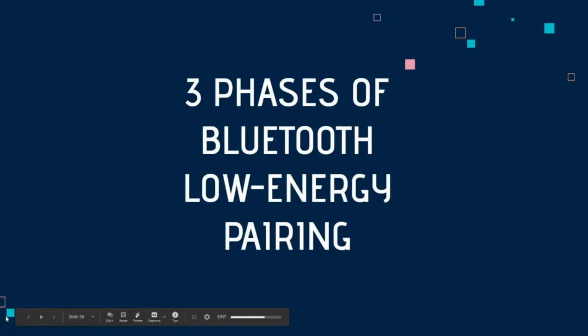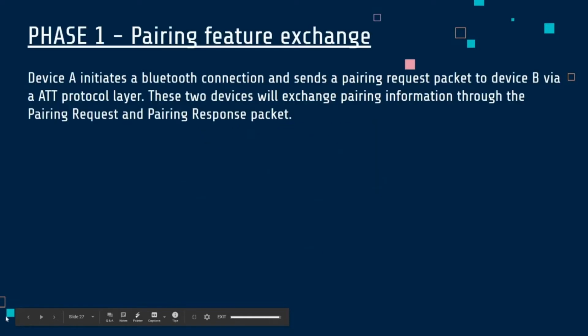Now I'll be going through the pairing process. In the BLE pairing process, there are three main phases. In the first phase, two devices exchange their pairing features. Device A will initiate a Bluetooth device connection and send a pairing request packet to device B via the ATT protocol layer. These two devices will exchange pairing information through a pairing request and a pairing response packet.